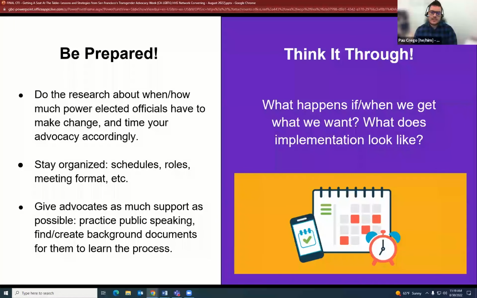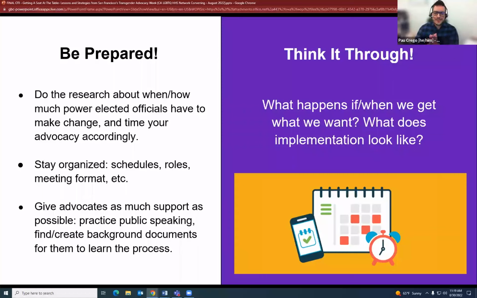The other piece around that from our office has been making sure the advisory committee members feel really prepared. That looks like practicing public speaking, helping create talking points, and developing background documents for them to learn about the city's budget process or about our elected officials. For example, every year we update a document about each elected official we're meeting with: what issues they care about, what district they represent, et cetera.